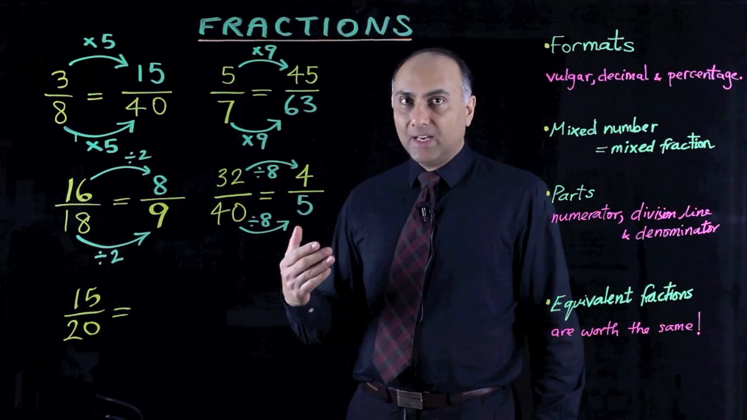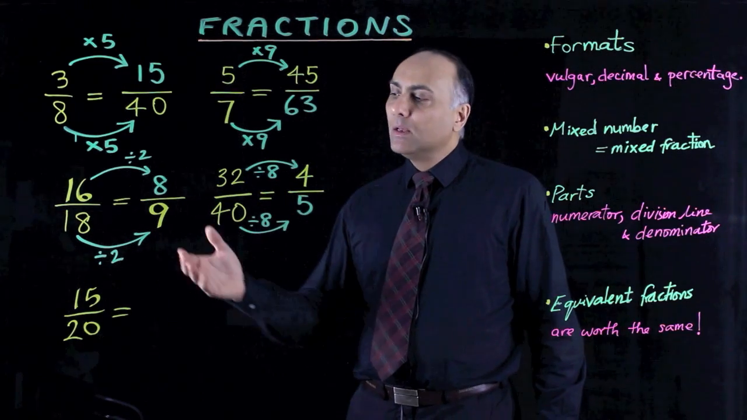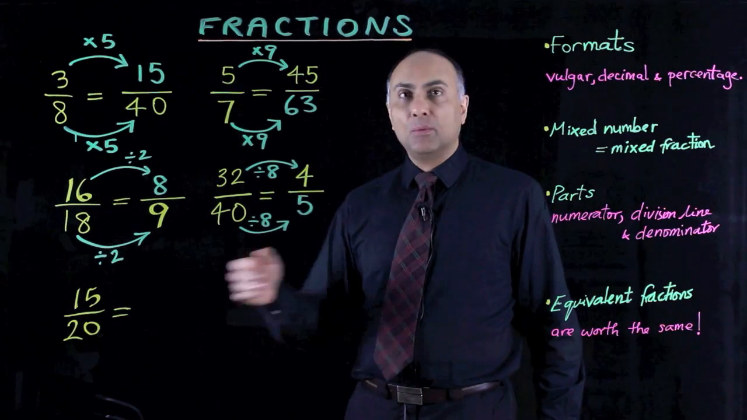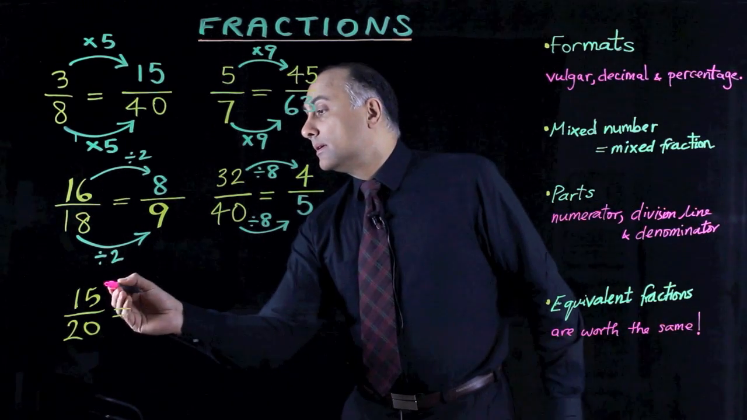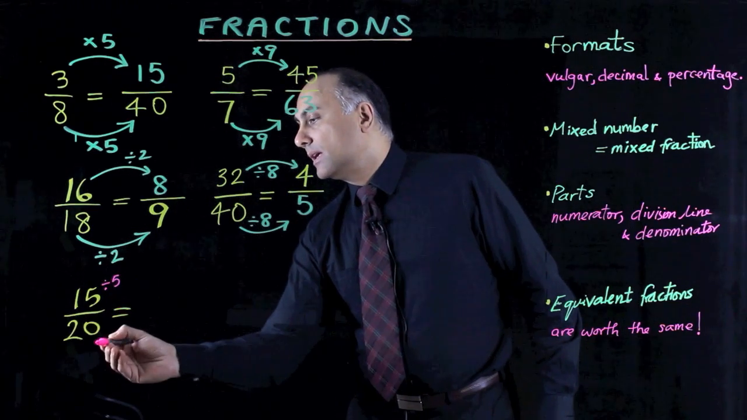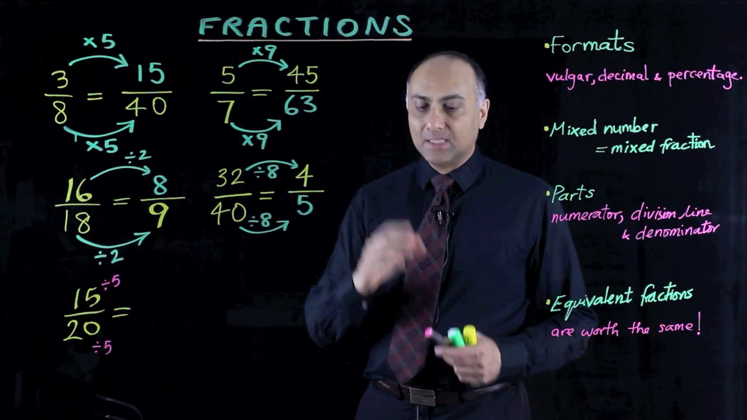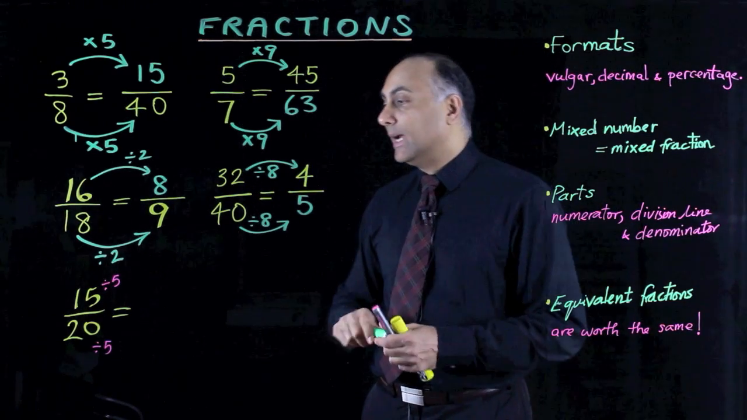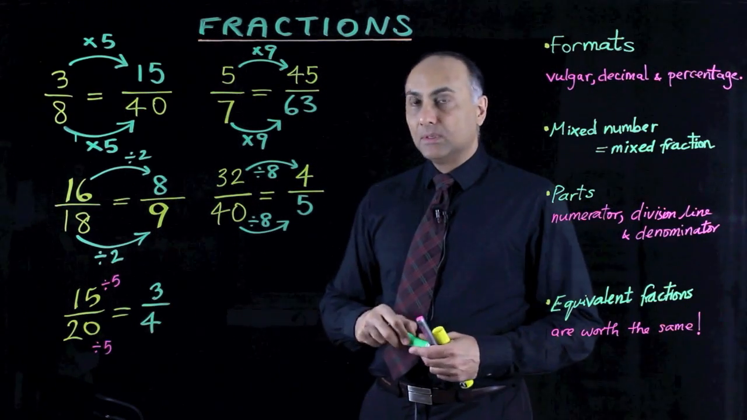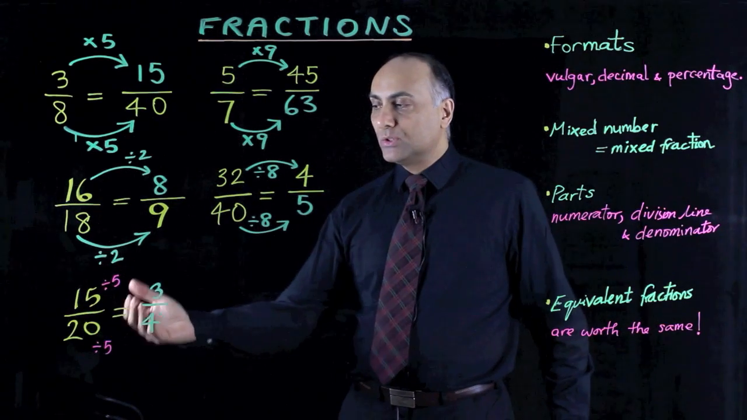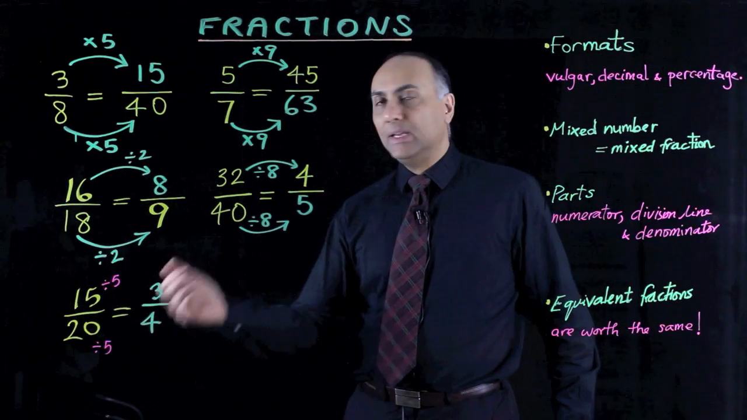We obviously would not divide by 1 because when you divide any number by 1, you still have exactly the same number. We would look to divide numerator and denominator by the highest common factor, which in this case is 5. So we'll divide 15 by 5 and divide 20 by 5. You have to divide numerator and denominator by exactly the same amount. And when we do that, we get 3/4. So 15/20 reduced to its lowest terms or cancelled down to its simplest form is 3/4.